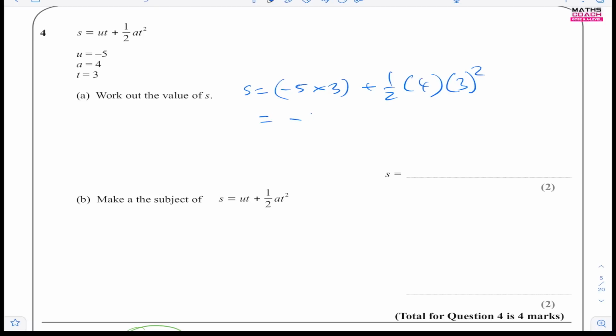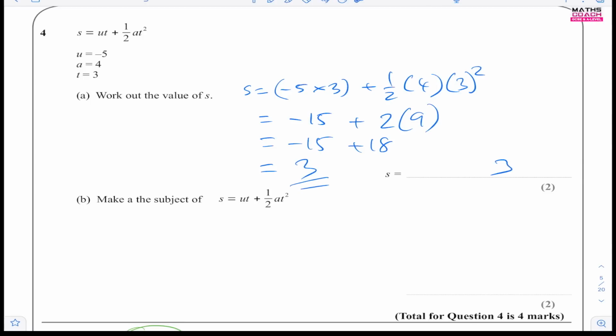So for the first part, we get minus 15. And for the second part, half of 4 is 2. And 3 squared is 9. So 2 times 9. And therefore, we get minus 15 plus 18. And minus 15 plus 18 is 3. So the value of s is 3.